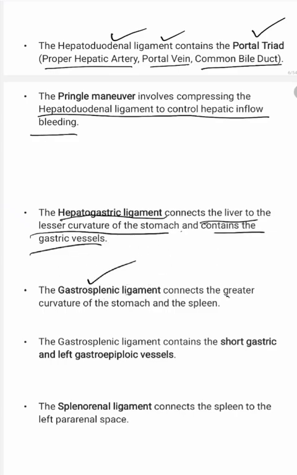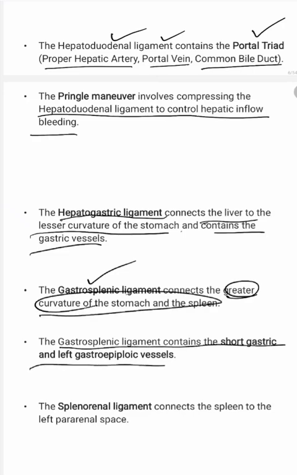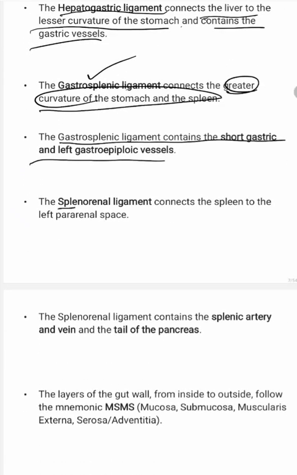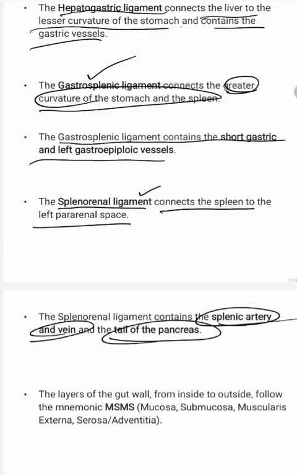Now, the gastrosplenic ligament connects the greater curvature of the stomach and the spleen, and contains the short gastric and left gastroepiploic vessels. Lesser curvature of the stomach is connected to the liver, greater curvature of the stomach is connected to the spleen. Now, the splenorenal ligament connects the spleen to the left pararenal space. As its name indicates, the splenorenal ligament contains the splenic artery and vein and the tail of the pancreas.